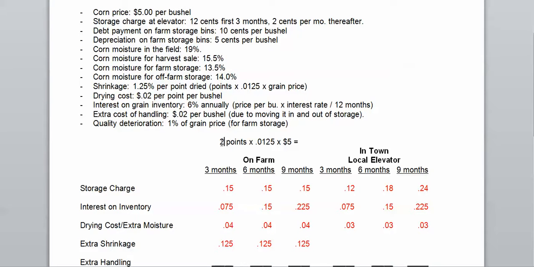On farm, not so bad. In town, not so bad because we're only drying 1.5 points. So 1.5 points times 1.25% times $5 is 9.375 cents. We're going to round up to 9.4 cents.